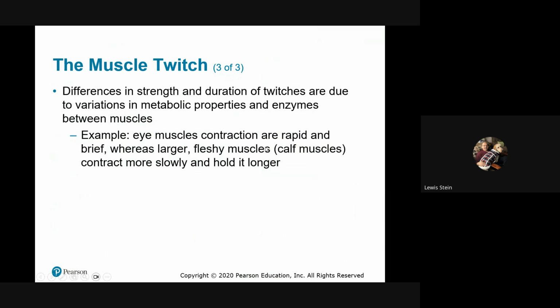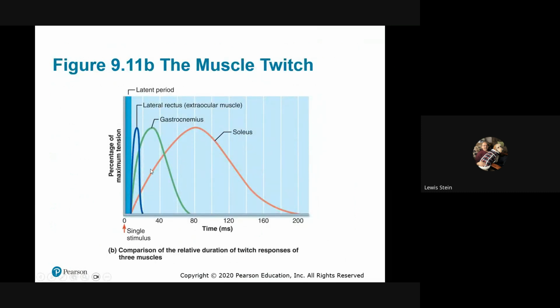Okay? Eye muscle contractions are rapid. I could be looking to the sky for guidance, the Steelers last night. Whereas larger fleshy muscles, power muscles in the calf, contract more slowly and hold it long. You have muscles that are powerful, you have muscles that are postural. And here, this is a perfect example. Lateral rectus, boom.